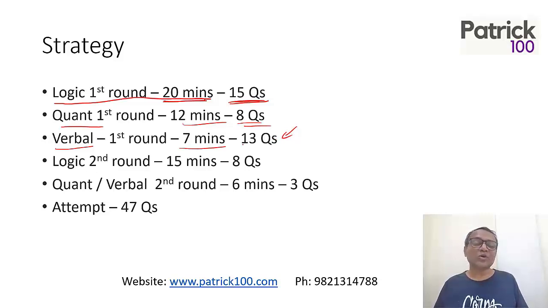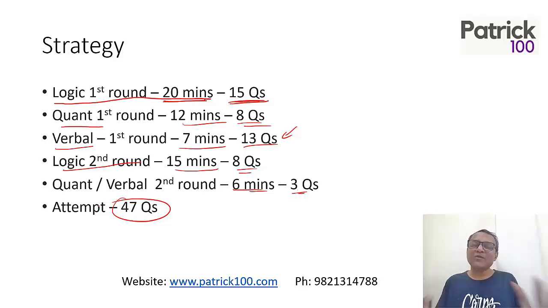Here, in 7 minutes, you can solve the 13 verbal questions. Then come to logic round 2. In this case, you spend 15 minutes and solve 8 questions, taking the longer, more time-consuming ones. In the last 6 minutes, maybe 3 questions. So solve approximately 44 questions in the overall time limit. You can push for more questions based on your comfort level and speed. I've just given you a rough estimate of how to go about it.